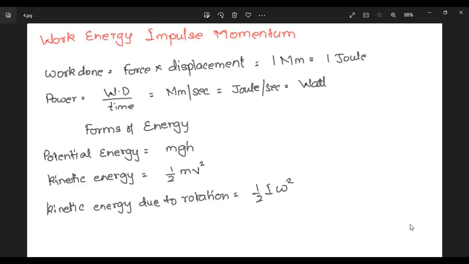Now, power is work done per unit time. So it is Newton meter per second. It can also be called joule per second, and it is represented as watt.